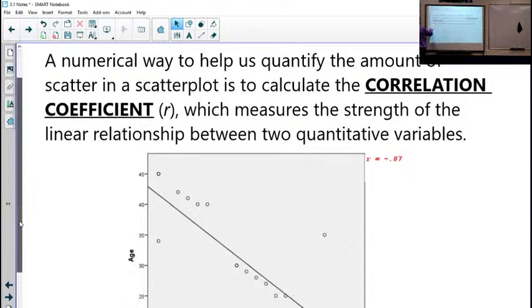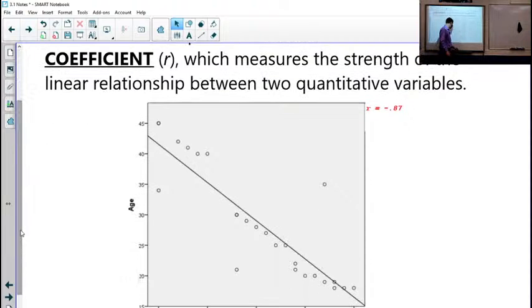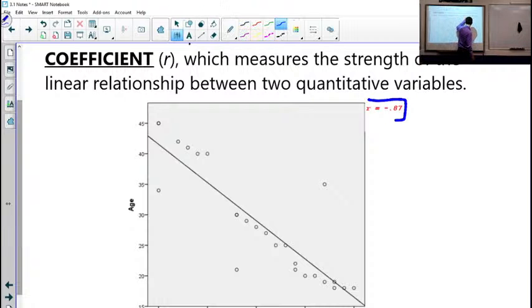And so you'll notice in the example we did yesterday, there was a little R equals negative 0.87. There's a big long formula for it that you won't have to calculate. But what it is measuring is essentially how close to my line my predictions would be. So how close are my predictions in relation to where the values that we actually got the data on are.